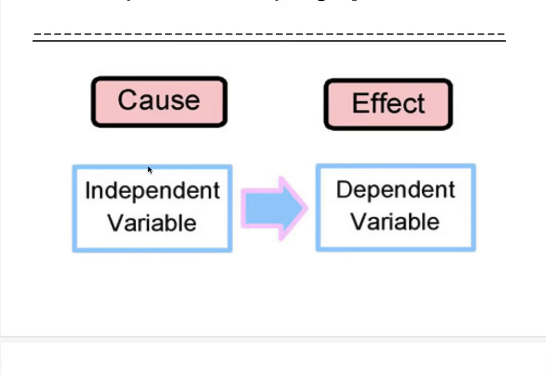Some people like to remember it not just with cause and effect, but with the first letters, so I and then D, so like ID. Independent comes first, and then it's going to change the dependent variable. Make sure you have this jotted down in your notes, and then we're going to go over some examples to practice.